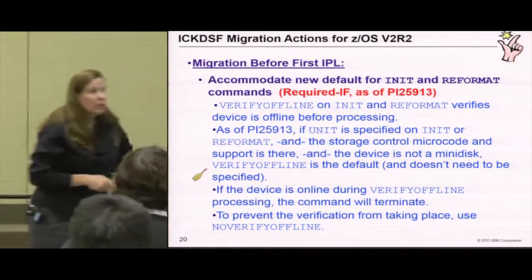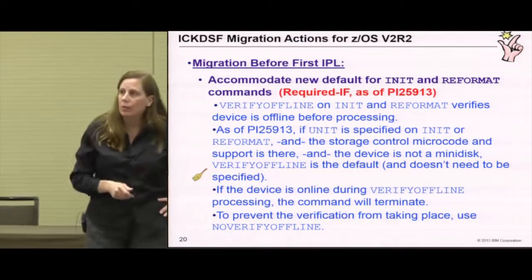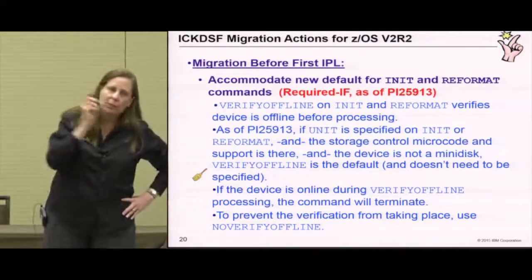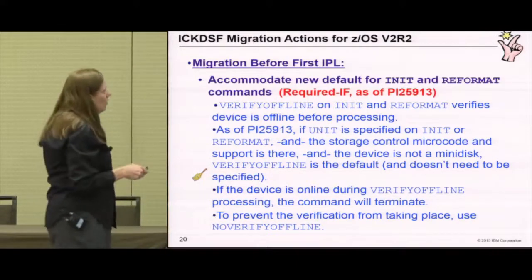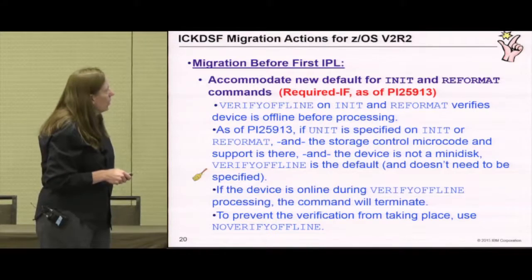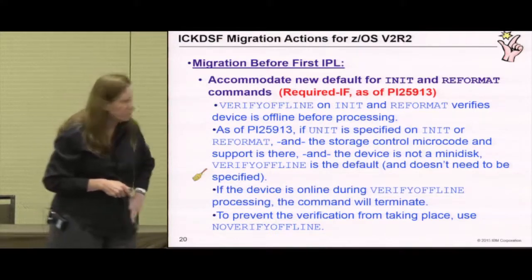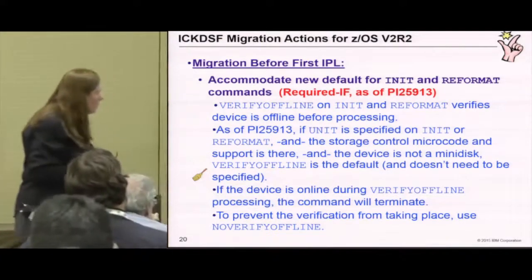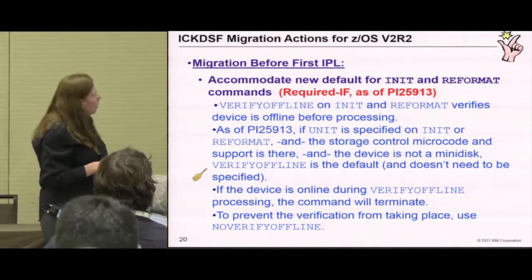Okay, now I was in the DFP section, but then I came across an ICKDSF migration action that was kind of related to ref UCB, so I wanted to include it here as well. Okay, now this is as of an APAR on ICKDSF. Okay, so ICKDSF does a lot of APARs. They don't do release levels hardly anymore.